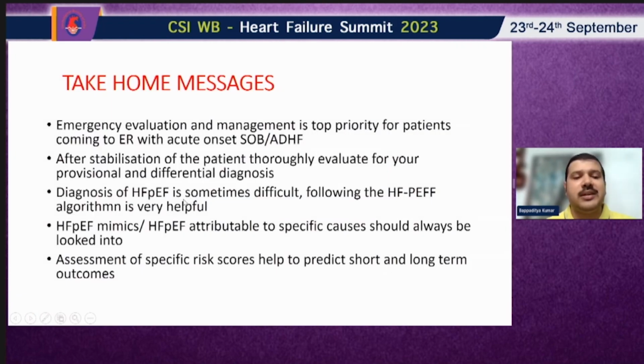Coming to my take-home messages: emergency evaluation and management is the top priority in patients coming to the ER with acute shortness of breath or decompensated heart failure. After stabilization of the patient, thoroughly evaluate for the provisional and differential diagnosis. Diagnosis of HFpEF is sometimes difficult. Following the HFpEF algorithm is very helpful. HFpEF mimics and HFpEF attributable to specific causes should always be looked into. Special investigations should be done, and assessment of specific risk scores helps to predict short and long-term outcomes.